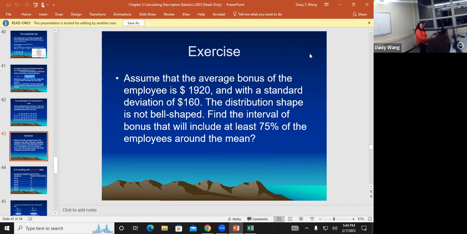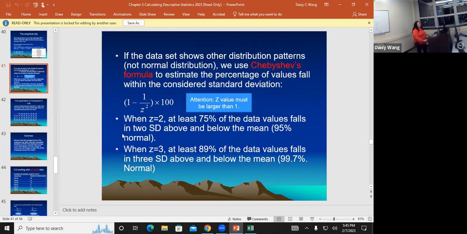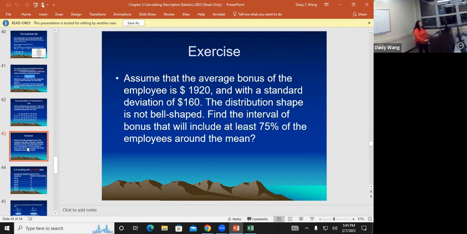Oh, let's do this one. So what's the range in which there's a 75% chance the employee's bonus is within that range? How do we do this? 75% chance, we go back here, is z equal to 2, right? So 1 minus 1 over 4, that's 75% chance. So it'll be 1,920 plus minus 320. Okay?